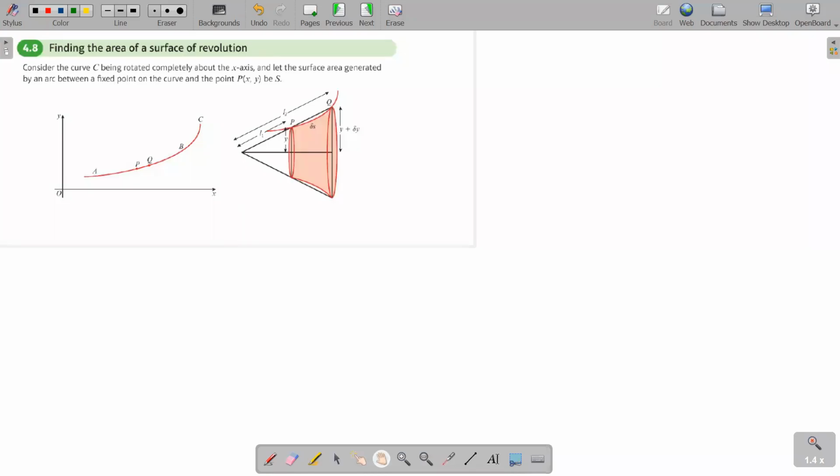Okay, so the next part of the lesson, we are going to do the last part of the lesson in integration, finding the area of a surface of revolution. So, come to the lesson, finding the area of a surface of revolution.